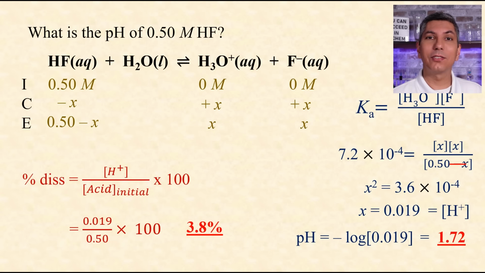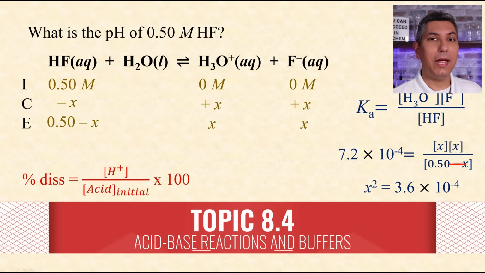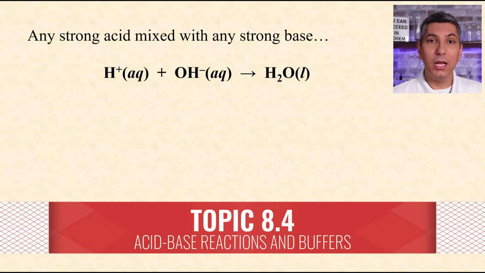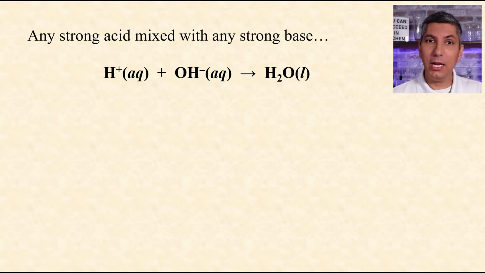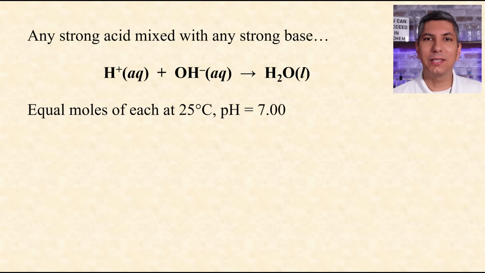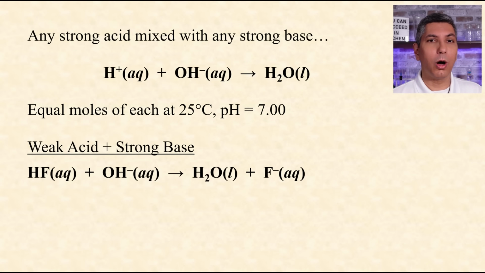When strong acids and strong bases are mixed, the net ionic reaction is always the same. If the moles of acid and base are equal, and we're at 25 degrees Celsius, the pH should be 7. If one of them is in excess, you can use moles of excess reactant and total volume to calculate the pH. If a weak acid and strong base are mixed, you'll produce water and the conjugate base. If there's more weak acid than hydroxide, notice that you'll have a mix of weak acid and its conjugate base, which we call a buffer.